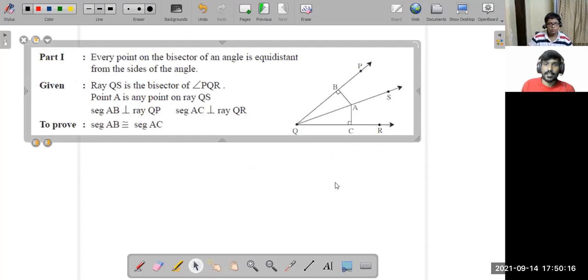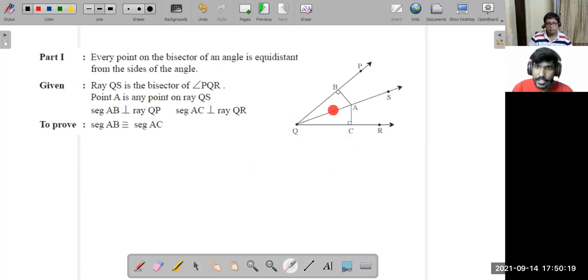So if you see in this figure, QS is an angle bisector to angle PQR. What this theorem says is that you take any point on the angle bisector, for example this point A, then this point is at equal distance from the sides. That means from point A, if you draw a perpendicular to this side, and from point A you draw a perpendicular to the downside, then these distances AB and AC will be equal. This and this will be equal to each other. You understand this?